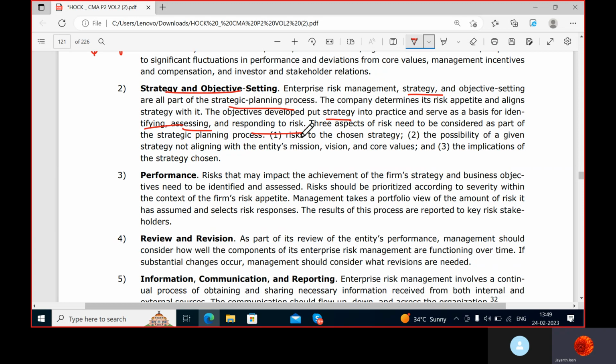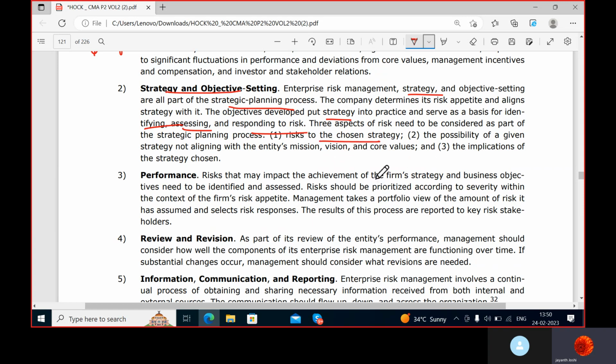So COSO's framework is always about risk minimization. So the strategies that are made should take into consideration the identification of the risks to which the organization is exposed, assessing them, and then responding to those risks. So three aspects of risk need to be considered as a part of the strategic planning process.